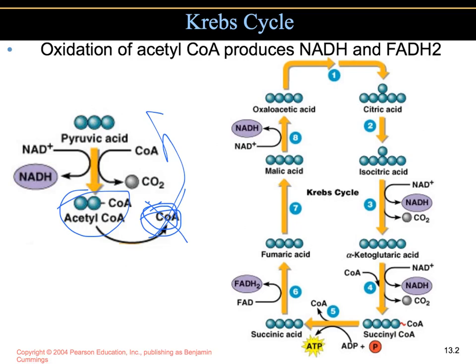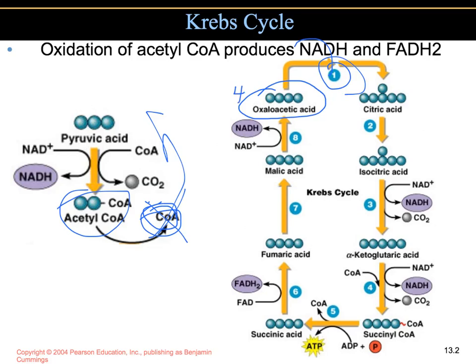As acetyl-CoA enters the cycle here, it will enter at step 1. Remember that it has 2 carbons, so we're going to be able to follow the carbons in this Krebs cycle. Because it's a cycle, that means that it has to regenerate its starting material. And the starting material is the oxaloacetic acid.